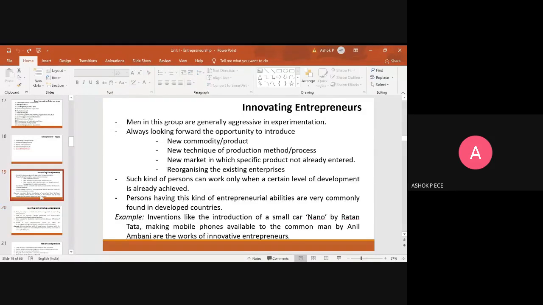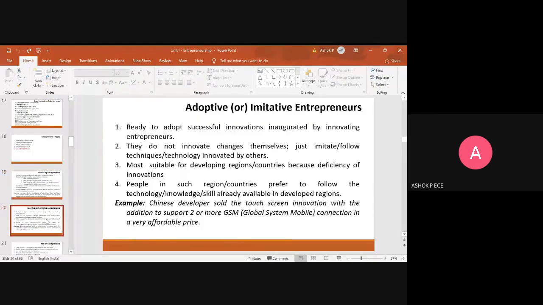First and second are completely contrasting. First one, they always go for new things, but second one, they do not go for new things. They always use the existing things developed by others. So that is the adoptive or imitative entrepreneurs. Adoptive means adopting an already existing product. Imitative means just blindly following what is already available.